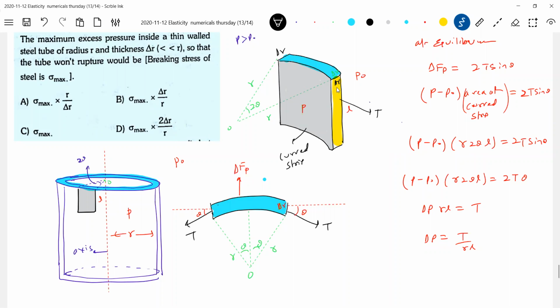So what is the stress? How do you define stress there? I think the length L is missing. Yeah, it is there. Look at the rectangular strip. What is the force that is acting? I think I'll write it here.